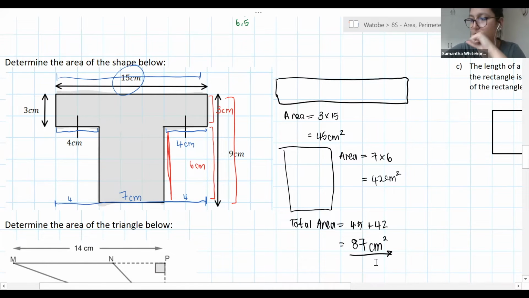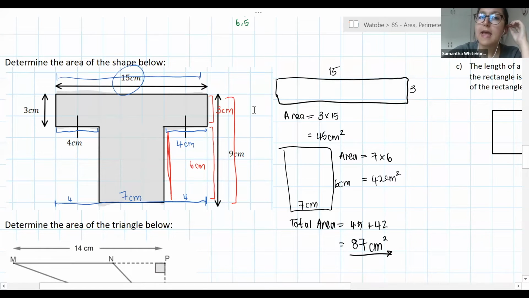Okay, so guys, we're going to break our shape up into 2 rectangles. You could have broken it up into many different smaller rectangles, but the quickest way would be 2 rectangles. So the top bar and then the bottom bit of the T. The top rectangle has a length of 15 and a width of 3, hence 15 times 3 or 3 times 15, doesn't really matter. And the bottom rectangle then has a length of 7 and a width of 6.